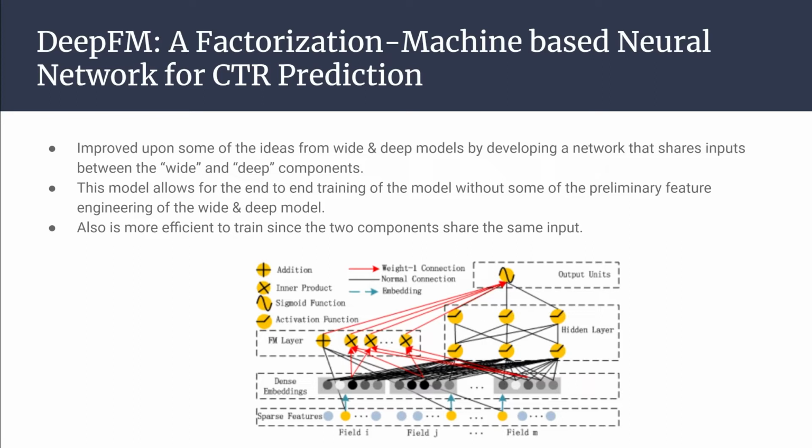So what they do is they take all of the different input features, whether they be categorical or continuous, and they turn them into embeddings. And using those embeddings, they feed that into both the FM layer, which we will talk about later, and the hidden layer, the deep part of it. And this pre-processing step is almost completely automatic, so there's not a lot of pre-processing that needs to happen as compared with the wide and deep model from before.